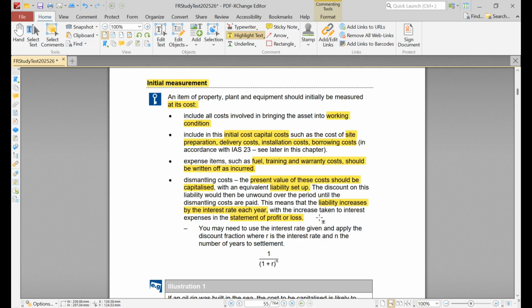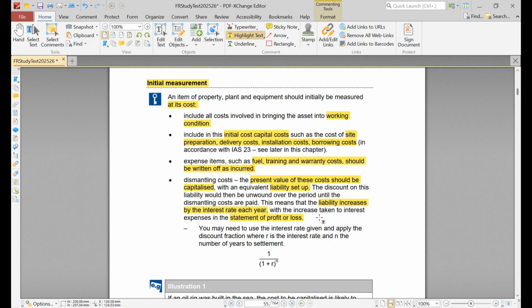To give a basic example, suppose $1,000 would be incurred as dismantling cost towards the end. You need to find out what would be the cost of that $1,000 in today's date. That would be the present value. Then a liability would be set up of that present value. Next, you need to charge interest on that present value every year. That interest would be expensed to profit and loss, and that interest would be added to the liability.